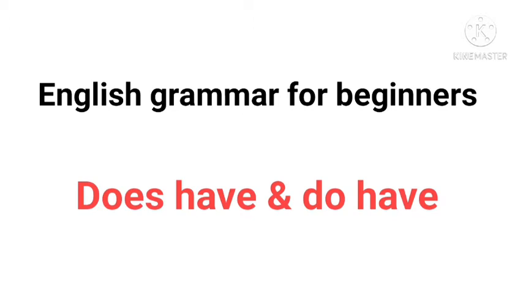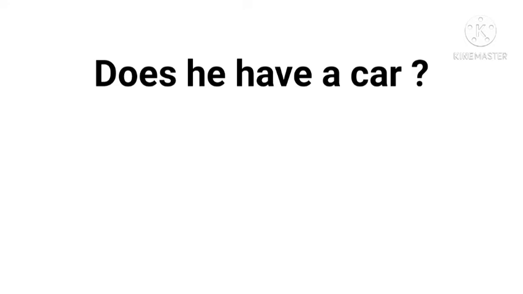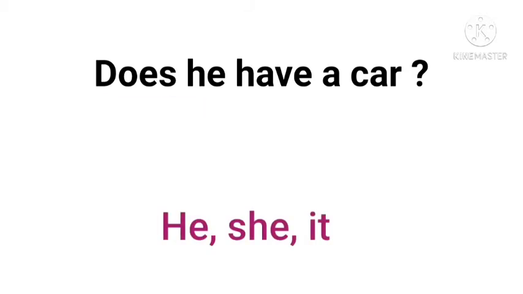Let's do some examples. Example number 1. Does he have a car? In this sentence, in the beginning we use does and then we use he. We use he, she and it with does have.